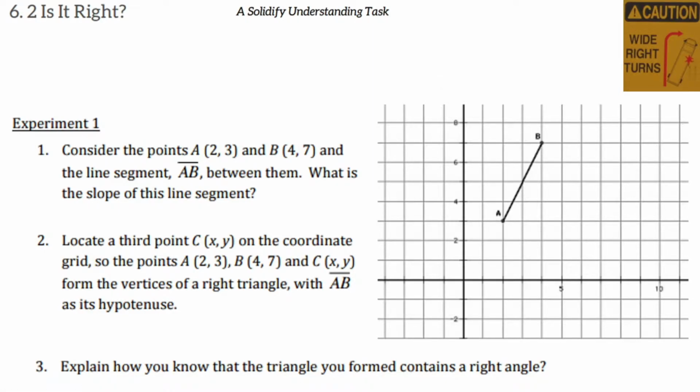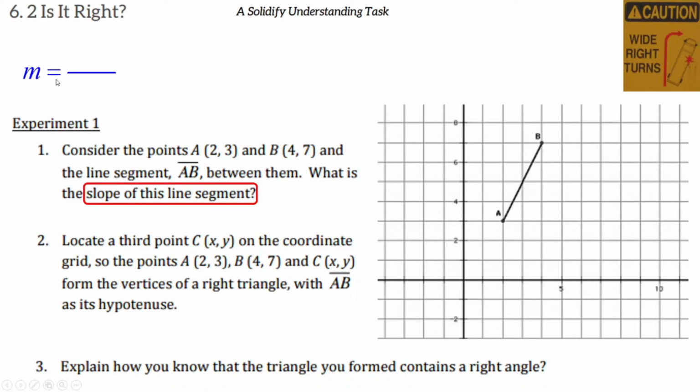Consider the points A, which would be (2, 3). So that's this point A right here. And then B, (4, 7) would be this point right here. And line segment AB, and this is the notation for segment AB. It's this line segment on the coordinate plane right there. What is the slope of this line segment? Well, you guys know slope is what? Rise over run.